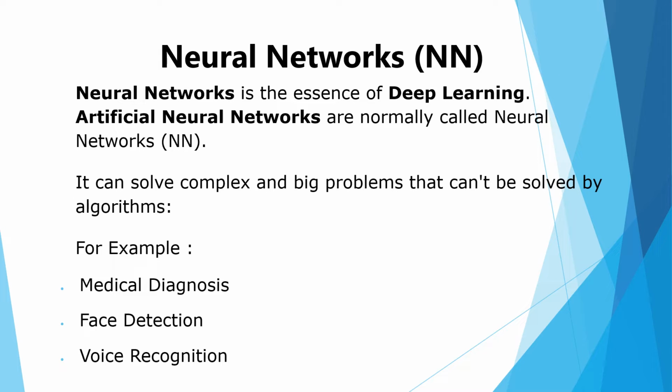A neural network is actually the artificial neural network, which is generally known as a neural network. It is the base of deep learning, and it is used to solve all kinds of complex and big calculations which are not possible to solve by simple algorithms. For example, medical diagnosis, face detection, voice recognition, and many more tasks.